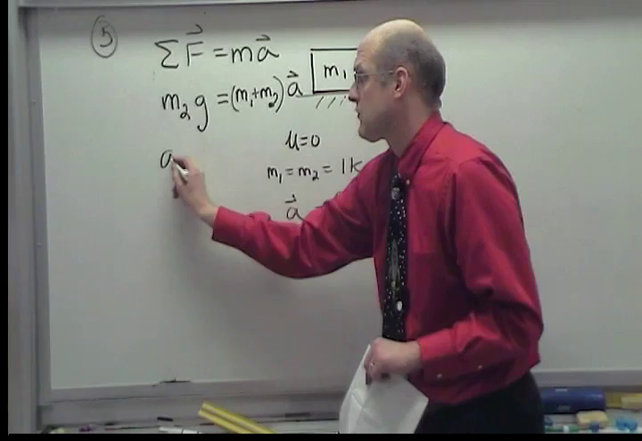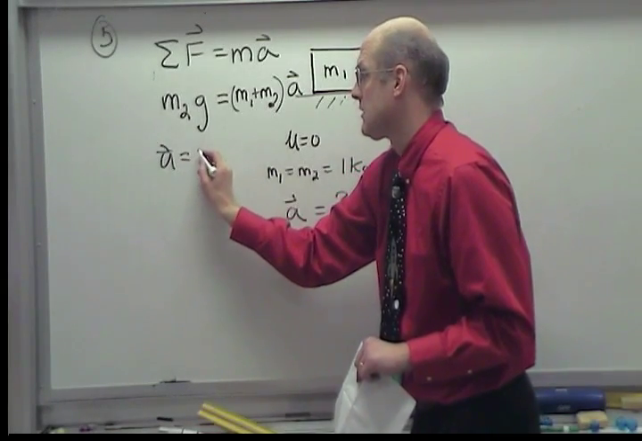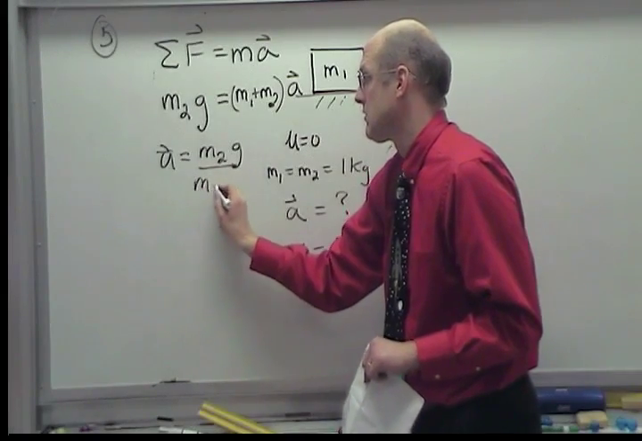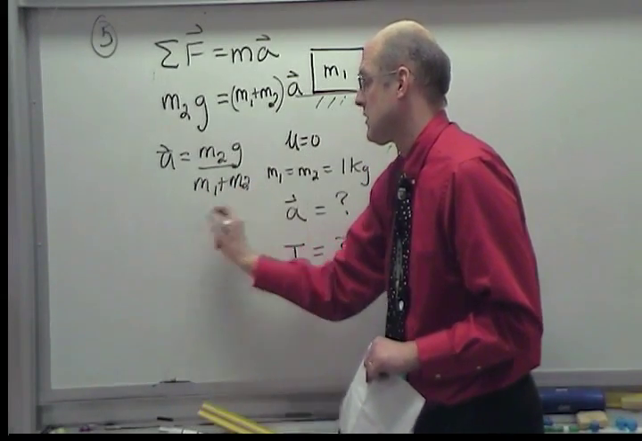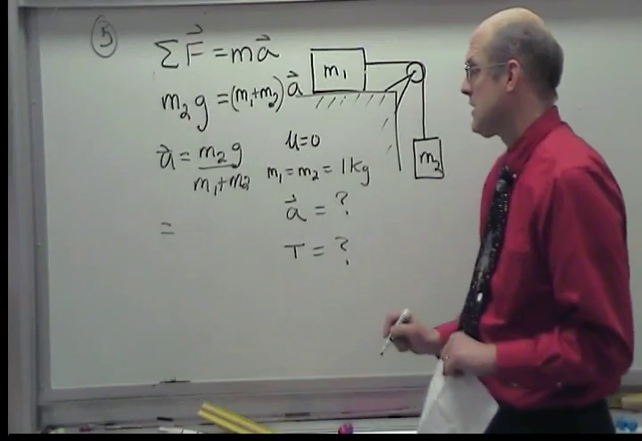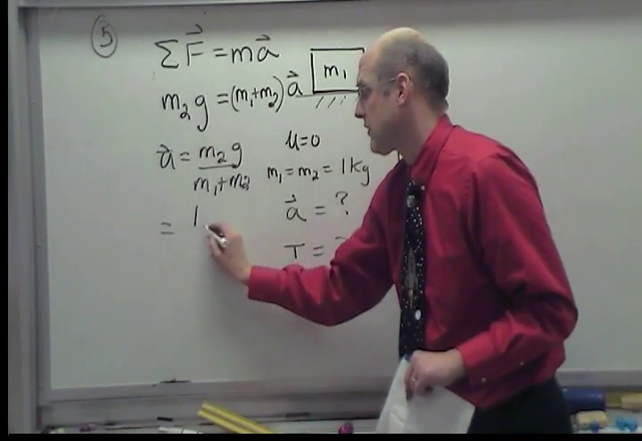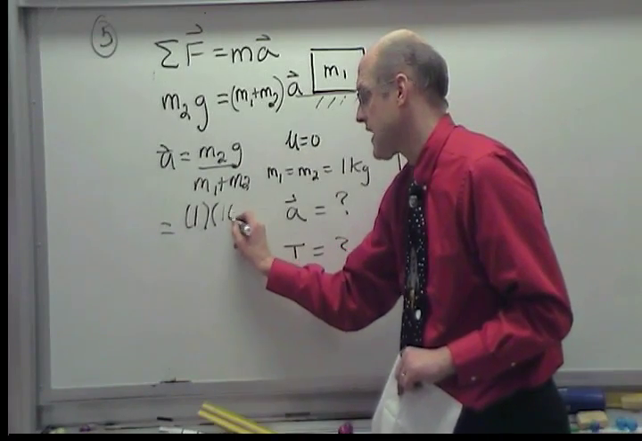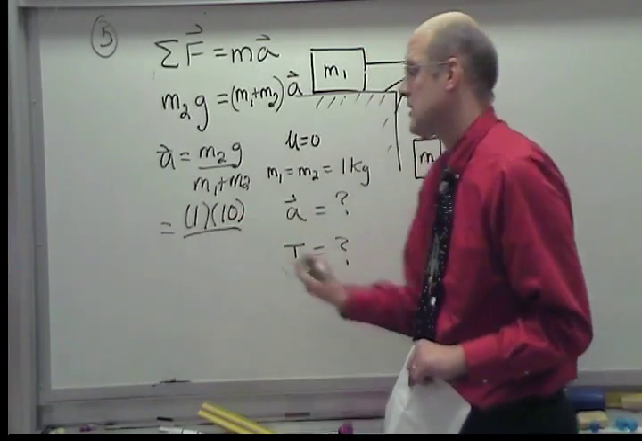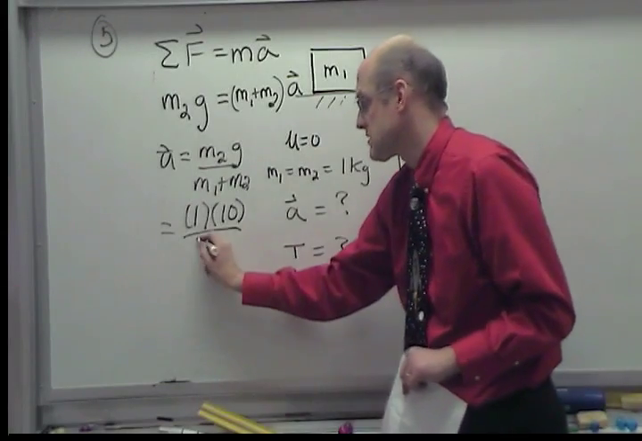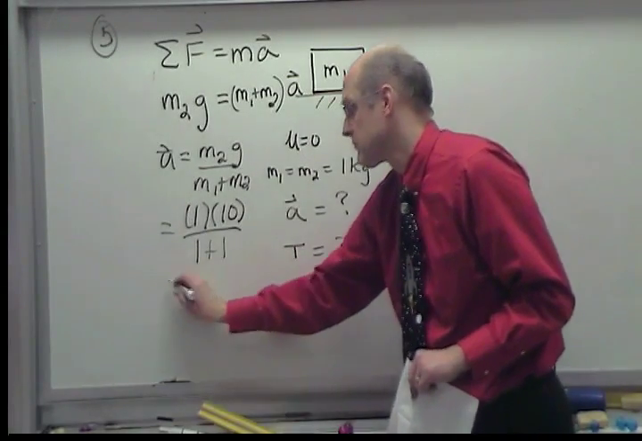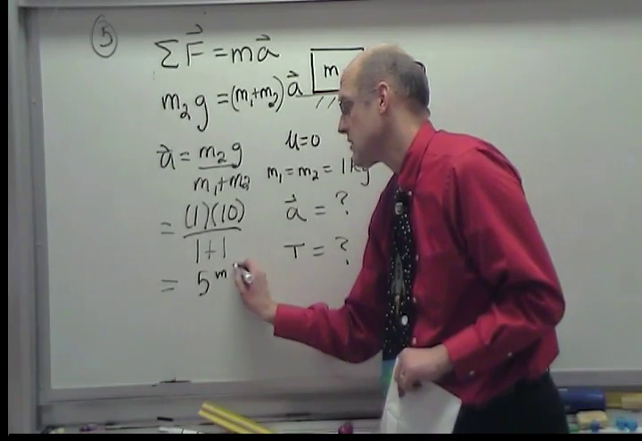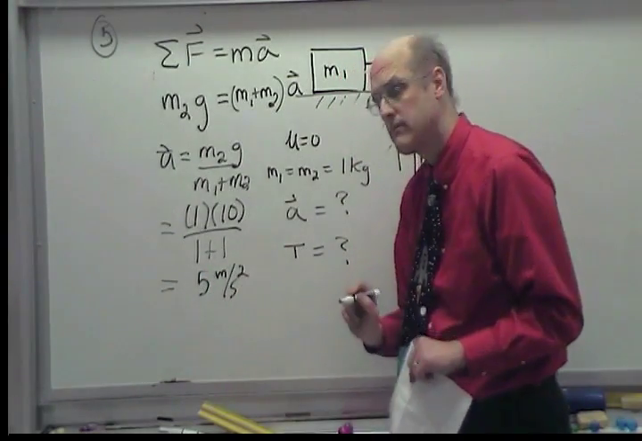We now solve this for acceleration. So the acceleration of the system is equal to M2, 1 kilogram, multiplied by the acceleration due to gravity, 10 meters per second squared, divided by the summation of the masses. So we end up with an acceleration of 5 meters per second squared.